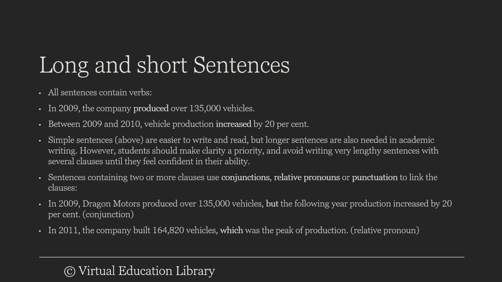In 2011, the company built 164,820 vehicles, which was the peak of production. So which is a relative pronoun. This is how you can elaborate your sentences. Nearly 160,000 vehicles were produced in 2012. By 2013, this had fallen to 123,000. So this sentence is joined by punctuation, that is, this punctuation.